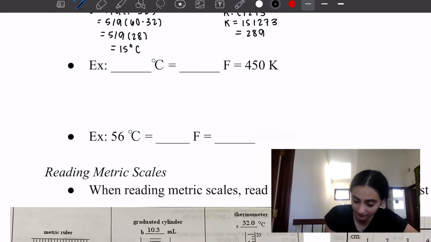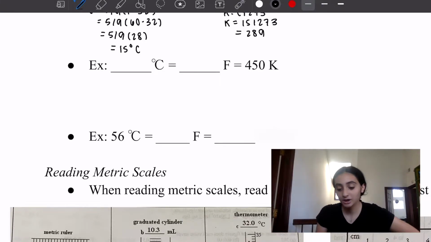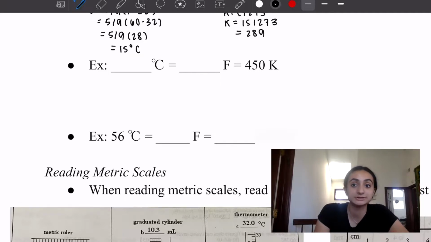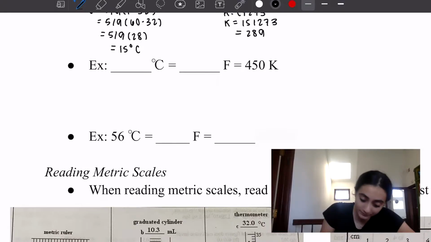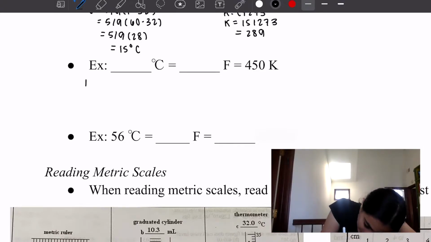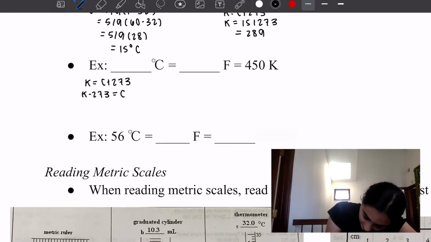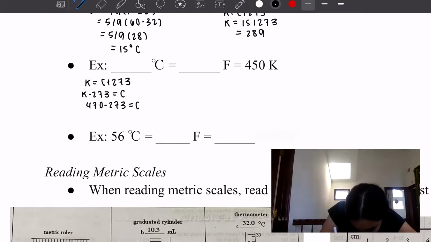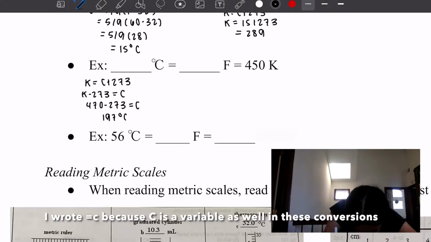Next, we are going to go from Kelvin to Celsius to Fahrenheit. You have to first convert to Celsius from Kelvin because there is no equation going from Kelvin to Fahrenheit. So we can use the same equation we just used. And this can be rewritten as K minus 273 equals C. So I'm just going to plug that in. That equals 197 degrees Celsius.